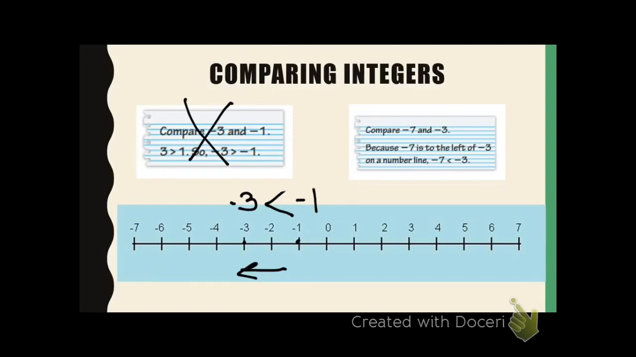All right, now look at the next one. It says -7 and -3. So I have my -7, I have my -3. It says because -7 is to the left of -3 on a number line, -7 is less than -3. True or false? That's true. Here, I only owe $3 to somebody. Here, I owe them $7. So think about it in terms of money. My debt is greater, I have less, because I owe someone $7 instead of 3.